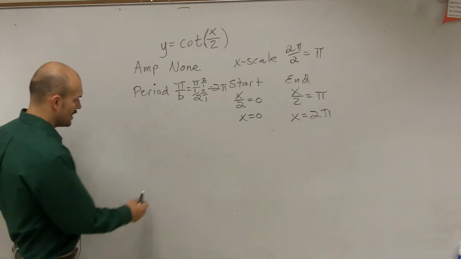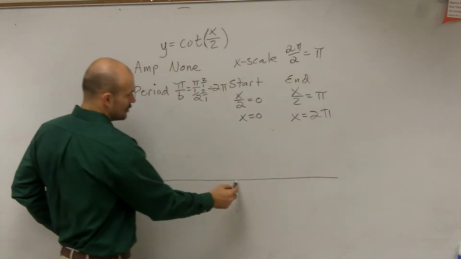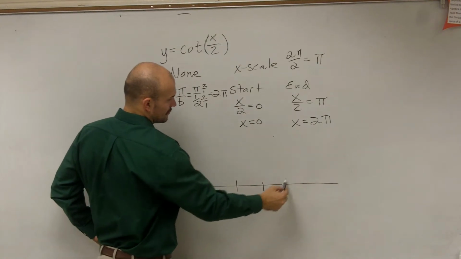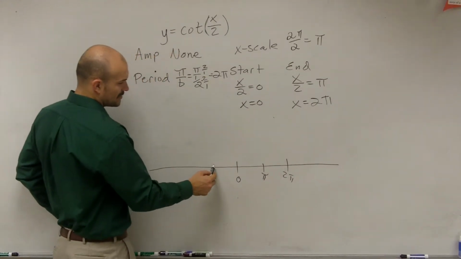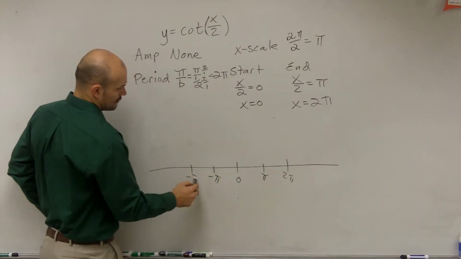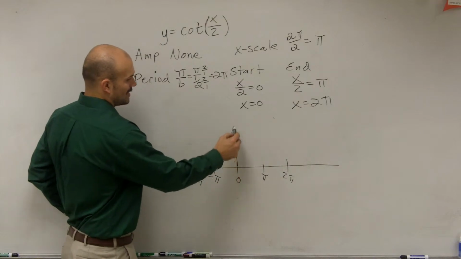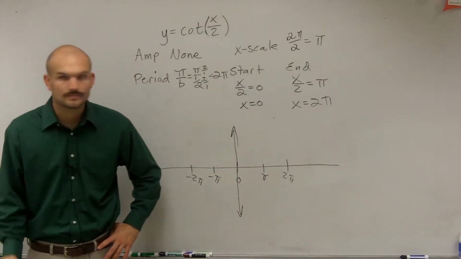All right, so let's go and take a look at how it's going to graph. So we start at 0, and then we say our x scale is pi. And we could also go in the negative direction. Okay, this is also going to be your y-axis. All right, so that's what we have so far, right?